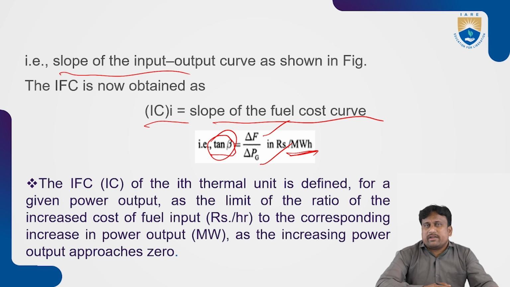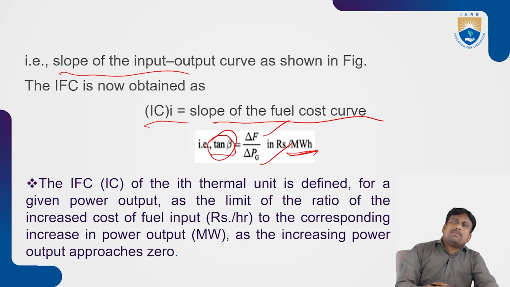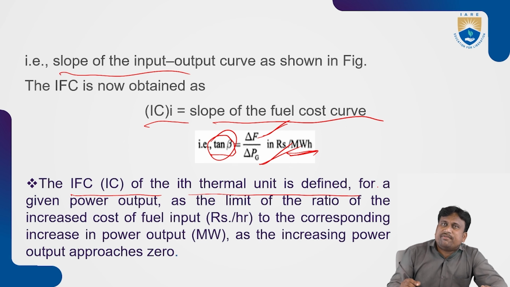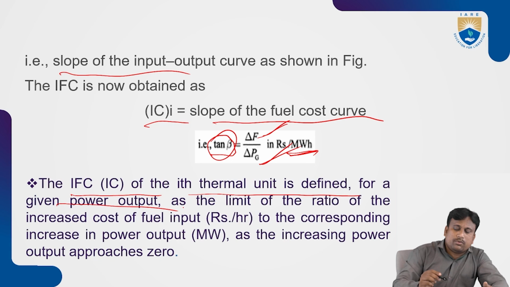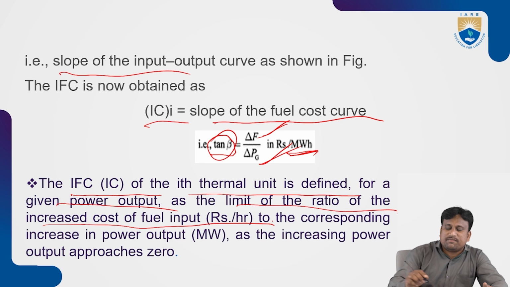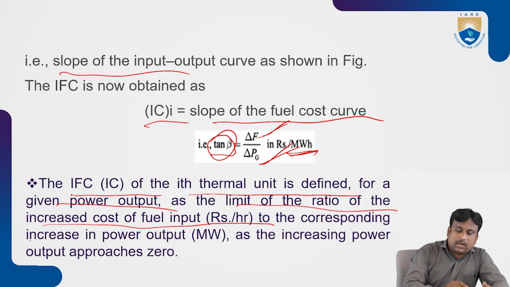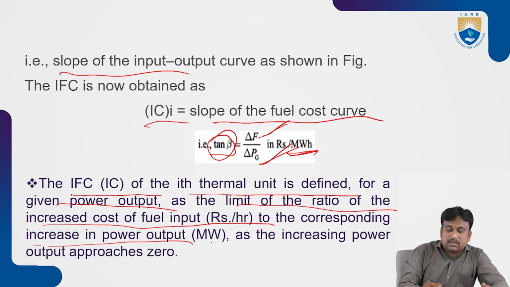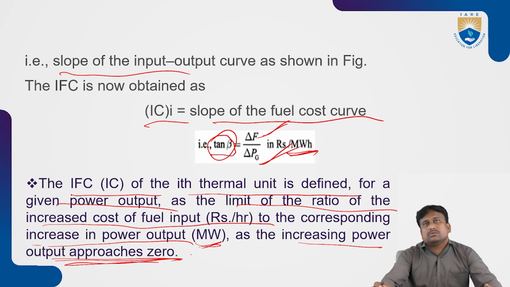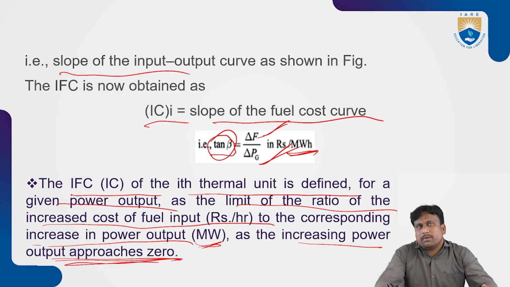So what it defines is a small change in the slope of the fuel cost curve. We expect a small change for every parameter. The incremental fuel cost of the ith thermal unit is defined in every case for a given output power. As the limit of the ratio of the increased cost of the fuel input to the corresponding power output in megawatts is taken, the increase in power output approaches zero. So we need to remember this.